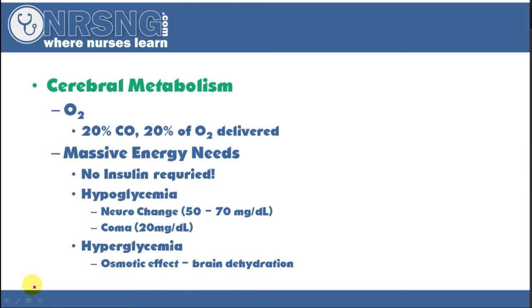Okay, so let's just talk really briefly about cerebral metabolism. So the brain requires a tremendous amount of oxygen in order to work. It actually uses about 20% of cardiac output and 20% of the oxygen delivered. So it uses a tremendous amount of the oxygen that's delivered to it, and it requires about 20% of total cardiac output. So that's a very high amount.